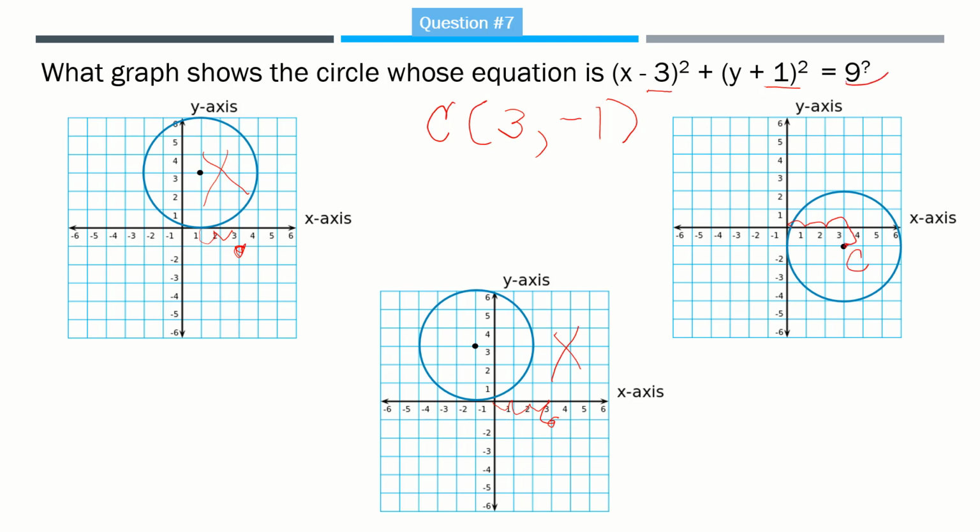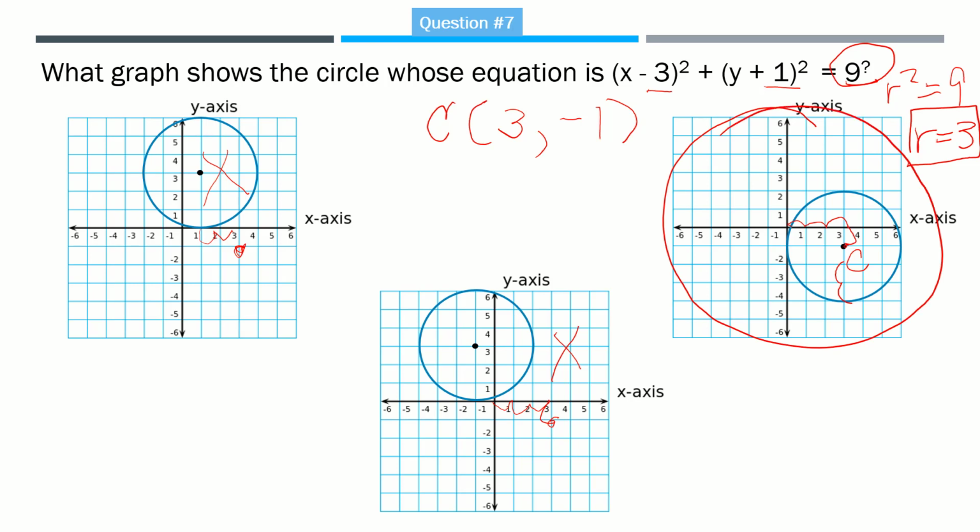Now let's look at the radius and just double check. R squared, radius squared, is 9. You take the square root of that. And this is a length, so we just consider the positive 3, not the -3. So is the radius 3 from the center to any point on the circle? 1, 2, 3. So yes, this is the graph of that circle.